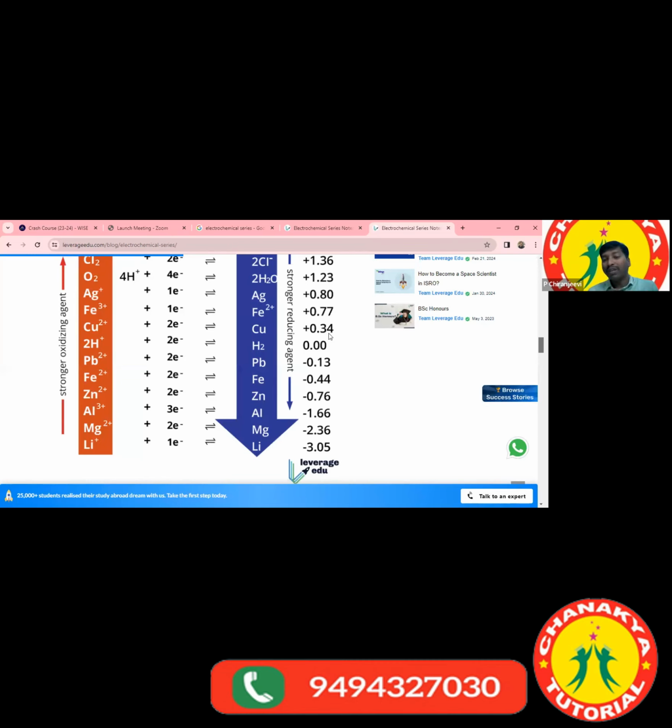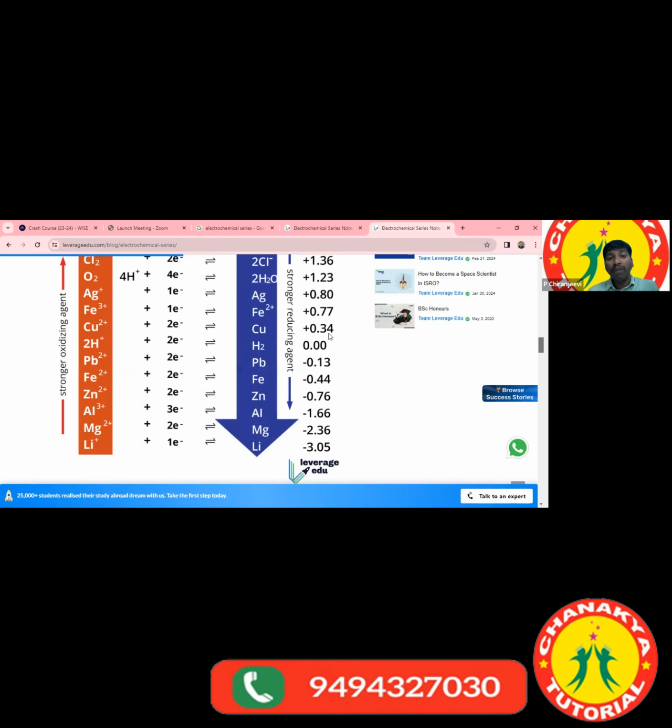Now, according to that, which one is more reactive, zinc or copper? Zinc. So zinc can displace the copper ions. Zinc can displace the copper ion. So that's why, based on this tabular column, we explain the reactivity of the element. And the second one.